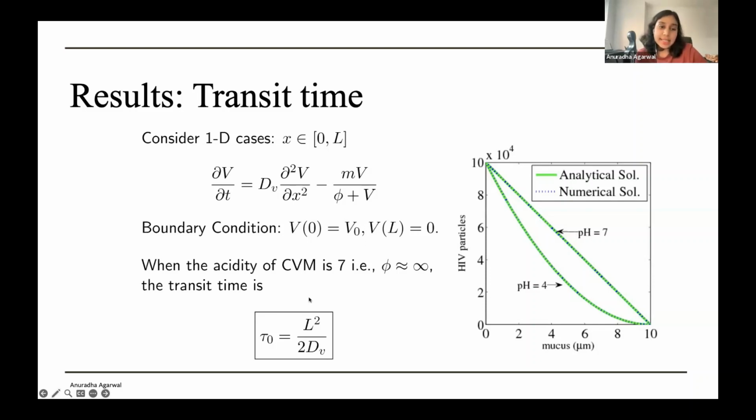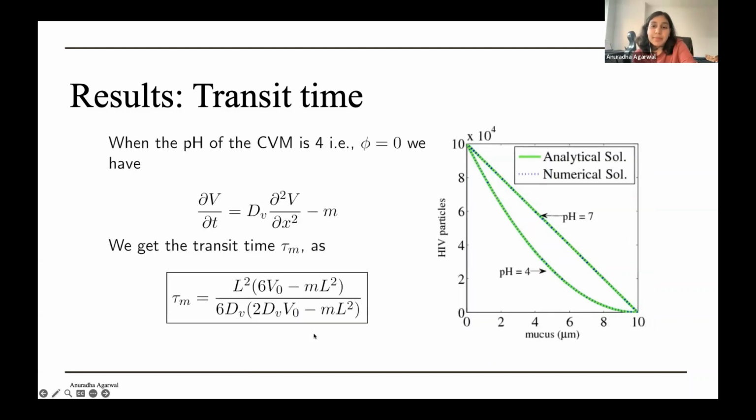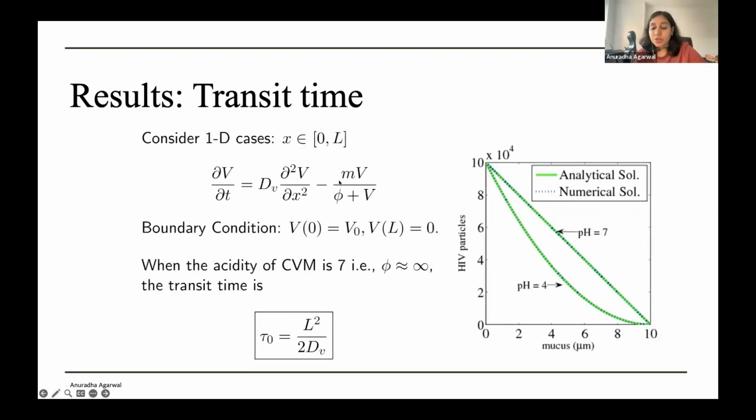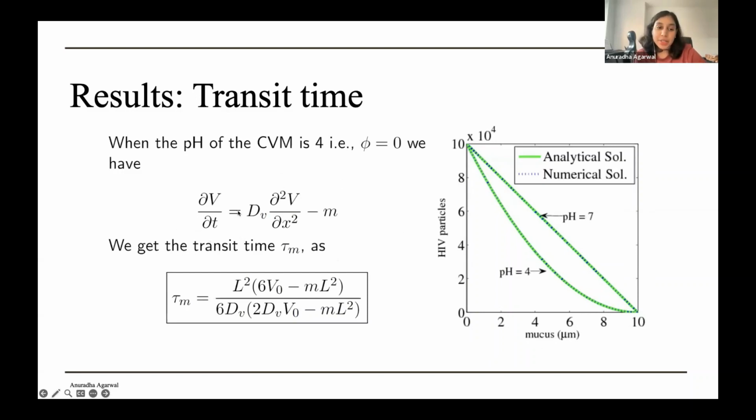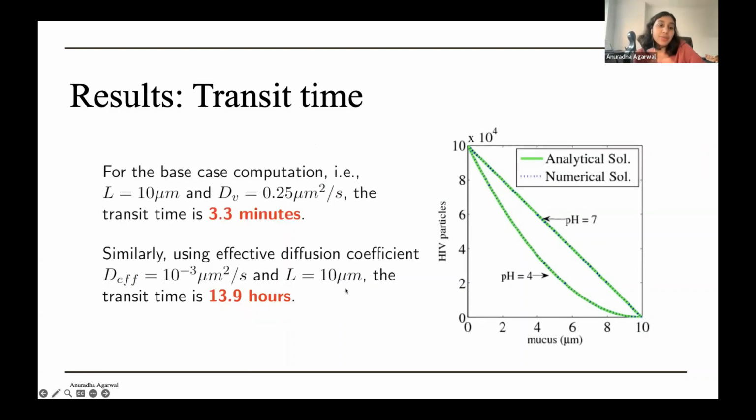And here, in this case, the pH of the CVM is 7, which is neutral state, which essentially means that phi value is going to infinity, which makes this whole term go to 0. And we get our transit time tau naught equals L squared by 2 dV. We do a similar analysis for pH equals 4. We get the phi value equals 0, which essentially means that all of this term just goes to m. And solving this equation, similar to how we did the last one, we get tau m value. And now we use both those equations to get the transit time for both the cases.